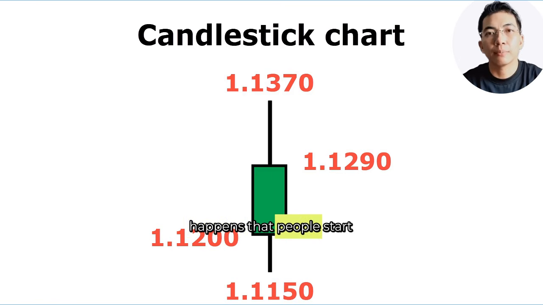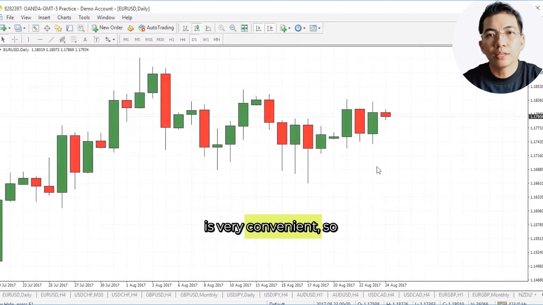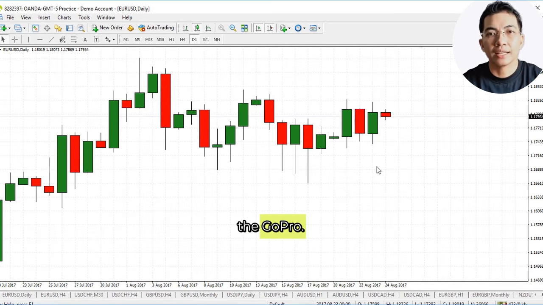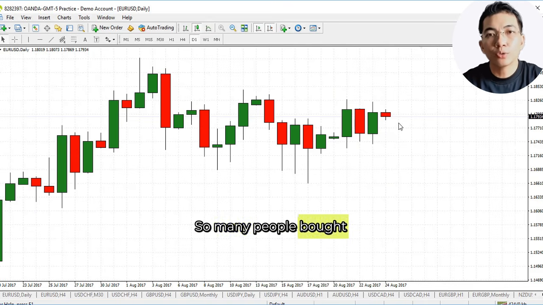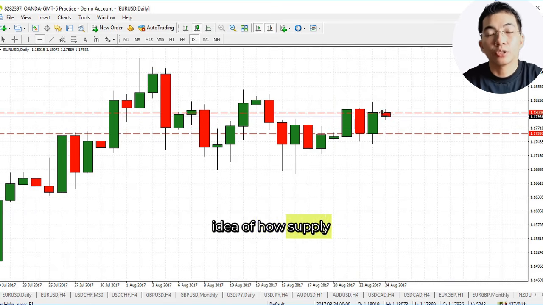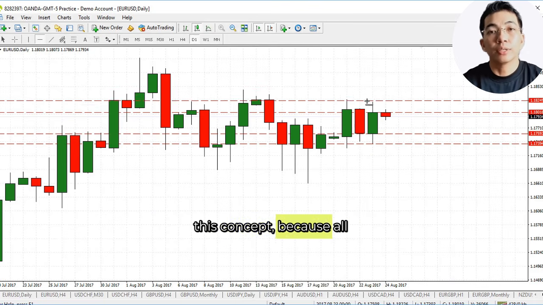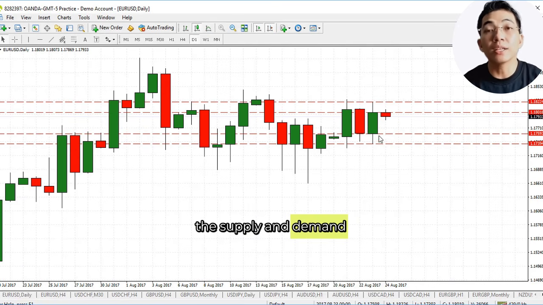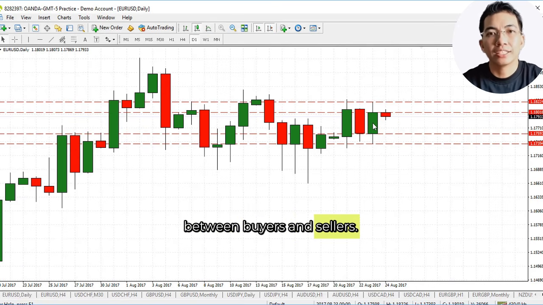It happens that people start to think that the price of the GoPro is very convenient, so they start to buy the GoPro. It is something that I actually did by myself. I wanted to buy a camera and I saw the GoPro at that price and I felt that it was very convenient and I bought it. So many people bought the GoPro in that period and they increased the demand for that item, pushing the price up. This was a simple example on Amazon just to give you an idea of how supply and demand work with something material. Make sure you understand this concept because all the course is built on the supply and demand law and the fight between buyers and sellers.